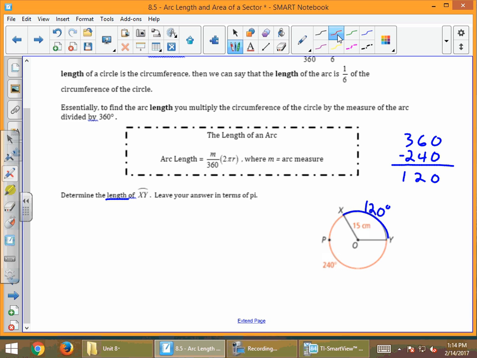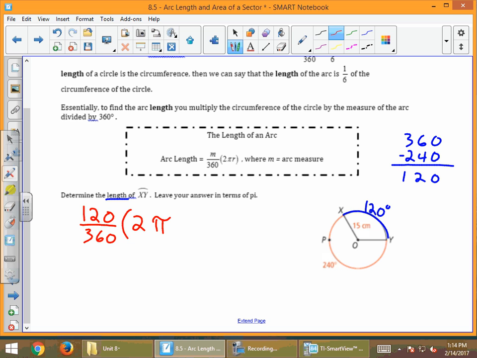So now that we know the arc, a lot of times you're given the arc, but this time we had to find it. But we know how to do that. I'm going to put the arc that I want, 120, divided by a circle, 360. It will always, always, always be 360. And we're going to multiply that by the circumference, 2 pi r.